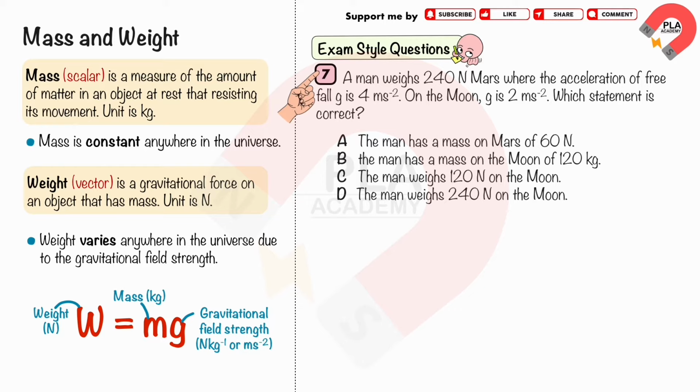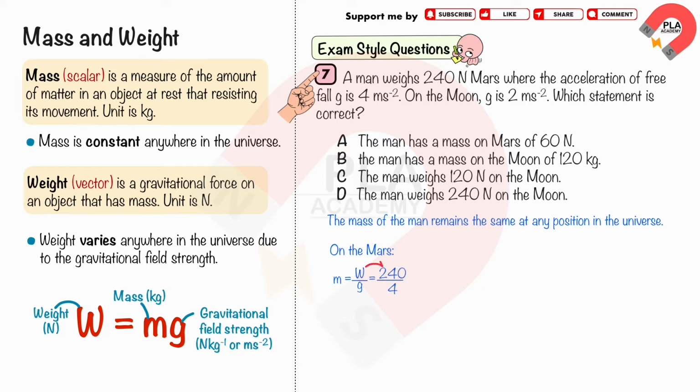Exam style question 7. A man weighs 240 newtons on Mars where the acceleration of free fall g is 4 meters per second squared. On the moon, g is 2 meters per second squared. Which statement is correct? The mass of the man remains the same at any position in the universe. We calculate the mass of the man by the equation m equals w over g. Substituting w equals 240 newtons on Mars and g of Mars equals 4, we get the mass of the man equals 60 kilograms.